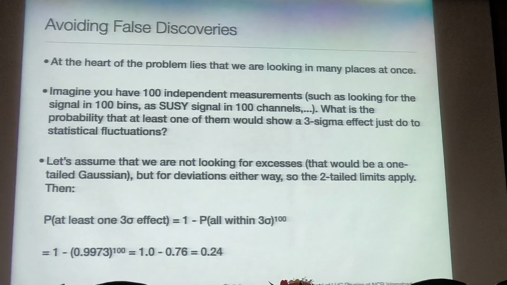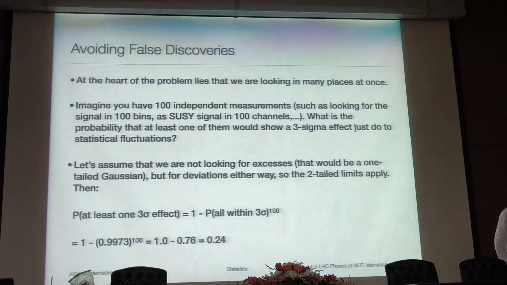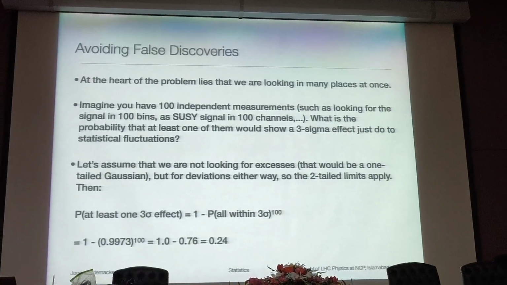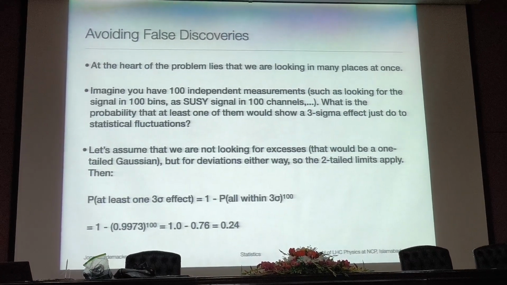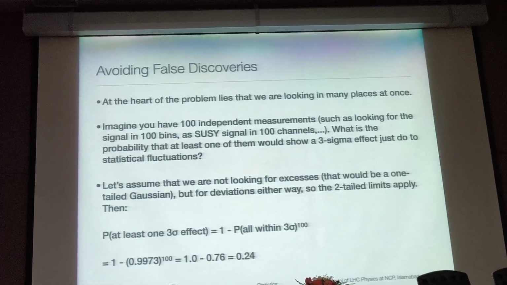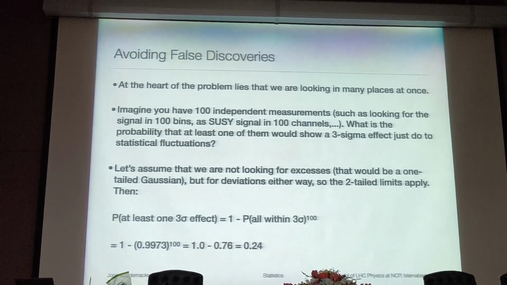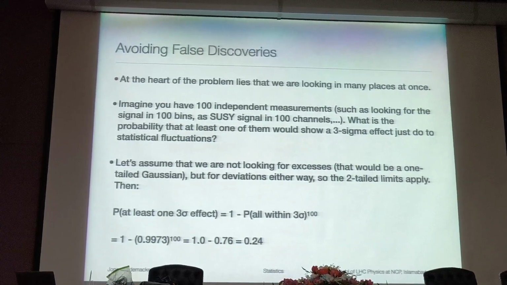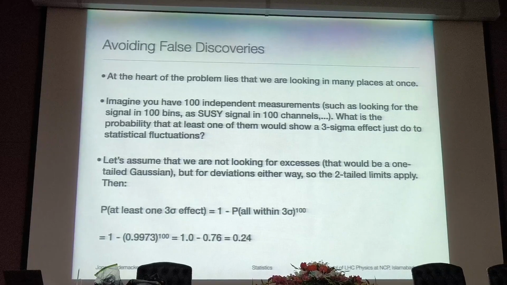And the reason is that we always look at many places. In some cases, for example, you might have a histogram full of data, and there's only one histogram bin that deviates by, say, 3 sigma from the expected number of events. But if I look at 100 different bins, the probability that one of them does this becomes actually quite sizable. Let's calculate this.